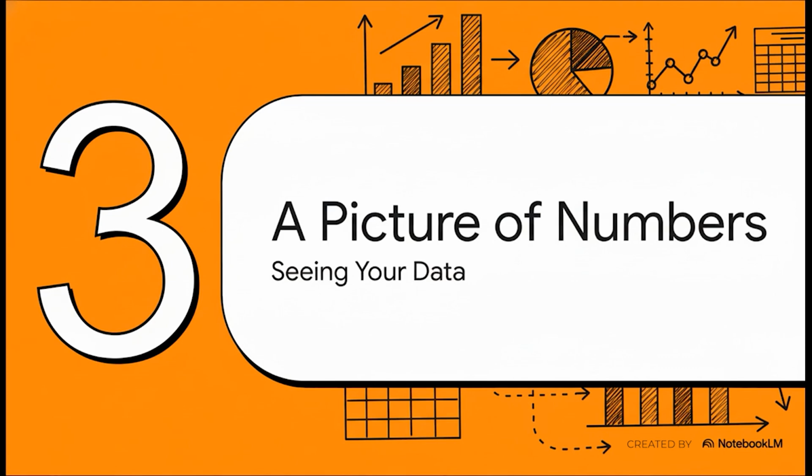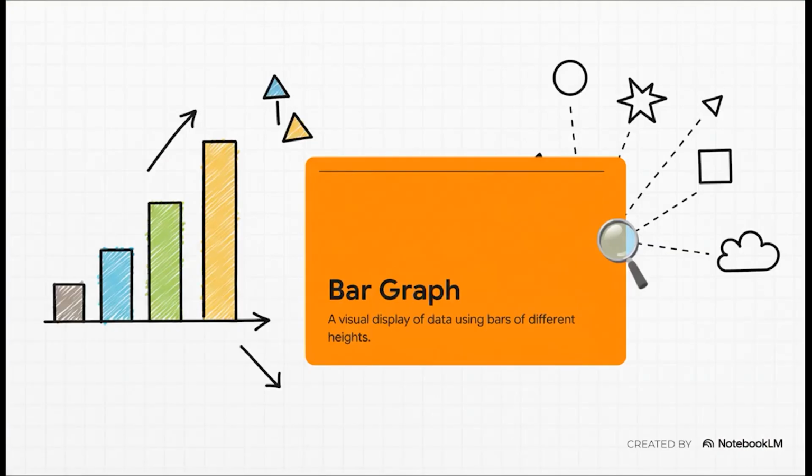Alright, let's dive into that third step, representation. This is where we turn our boring old numbers into cool pictures and graphs. Trust me, it makes everything way easier to understand. First up, we have the bar graph. You've definitely seen these before. It just uses bars of different heights to compare things. It's super simple. The taller the bar, the more of something you have. Perfect for figuring out stuff like who's the most popular actor or which pizza topping wins.